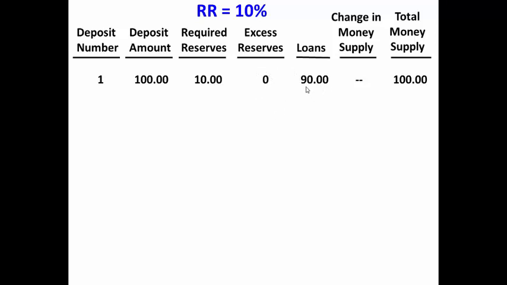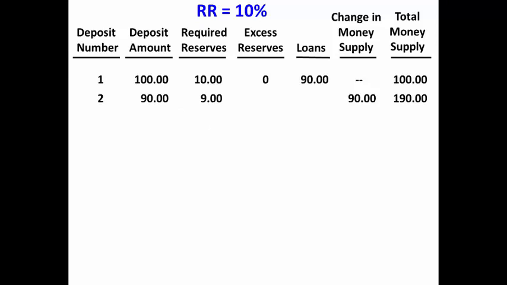When these loans are given, it's usually a check written from the banker to the customer, and that person deposits it into his or her checking account. Now, once the bank makes a loan, the money supply has changed by $90 for a total of $190 in the economy. The bank now has to keep $9, 10% of its demand deposit, on reserve in the vault or on reserve with the Federal Reserve.